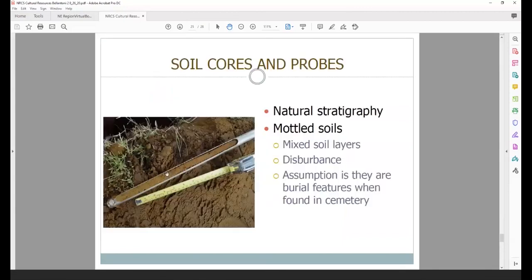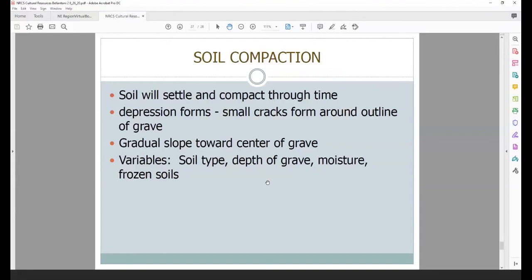We sometimes use soil cores and probes, but many times, working with NRCS, we can use ground-penetrating radar to help us find where cemeteries might be located. Be careful with probes and cores because they could disturb cultural resources in the ground, but they become very important. Next slide. And also look for soil compaction.